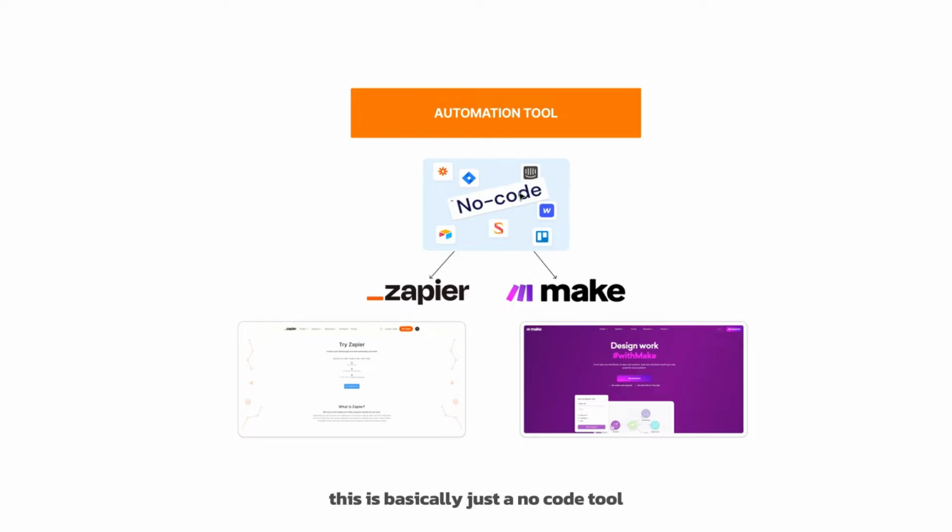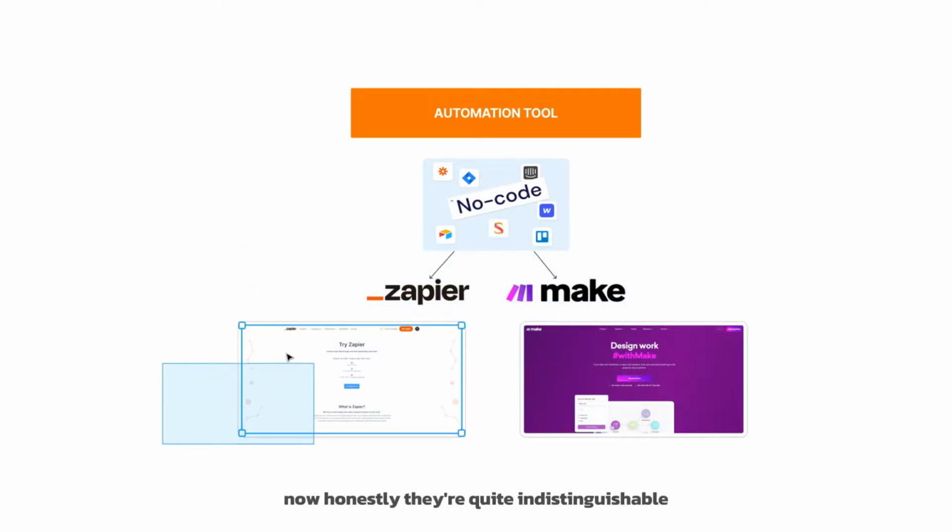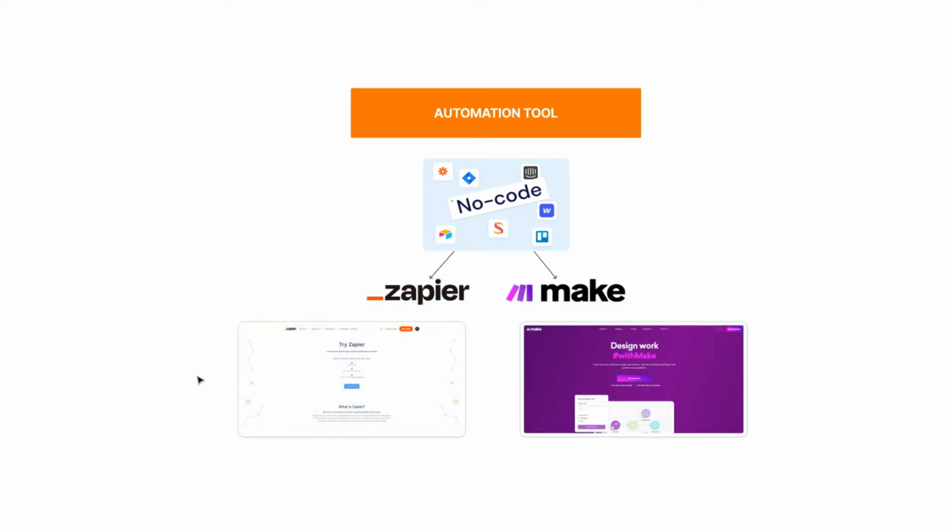This is basically just a no-code tool that connects different APIs. The two main ones are Zapier and Make. Now, honestly, they're quite indistinguishable. Whichever one you use doesn't really matter. Zapier is a bit more beginner friendly. Make is a bit more complicated, but you can do more with it and it is slightly cheaper.